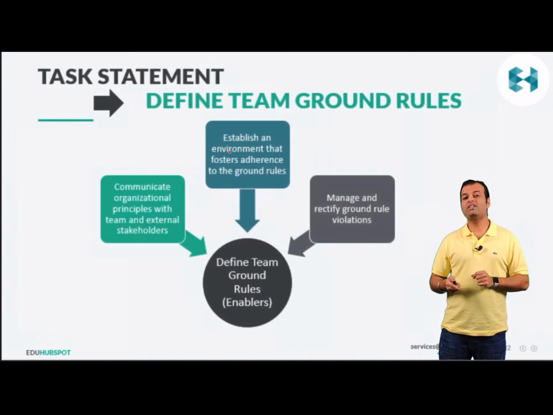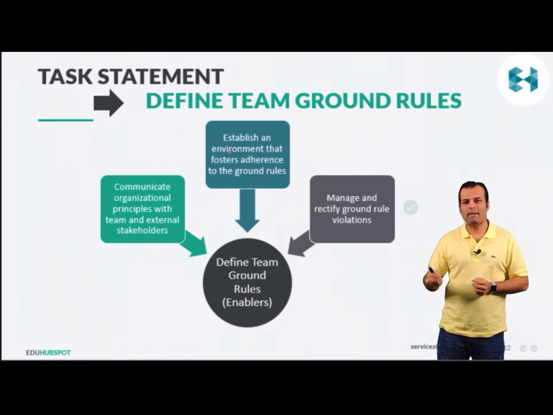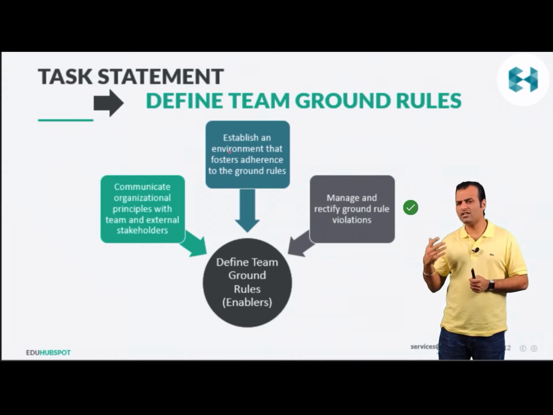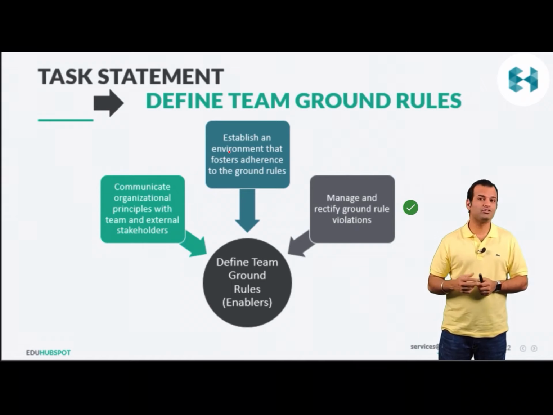Okay, what are the different enablers? What are enablers? The examples of that particular task. Like for instance, what will you do? You will manage and rectify the ground rule violations. It's your job as a project manager to make sure that you manage, and if there are any issues and stuff like that, you will resolve those.